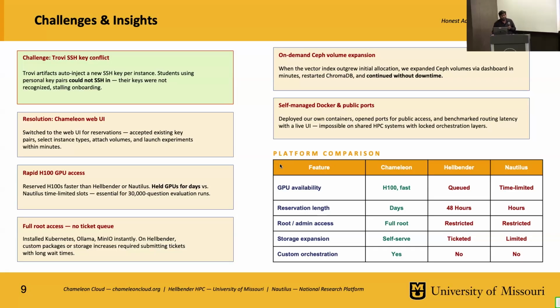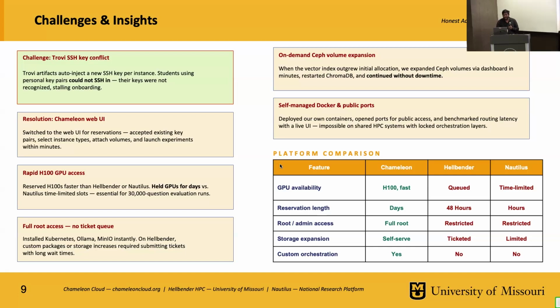The UI was very straightforward, and we practiced using the UI for our assignments because we only had like 1.5 weeks to 2 weeks for the milestone. We just used the UI, where we could get it quickly. And I've been working with 2 other HPCs as well, like Hellbender and Nautilus. Hellbender is the University of Missouri one, and Nautilus is, I think, the National Research Platform.